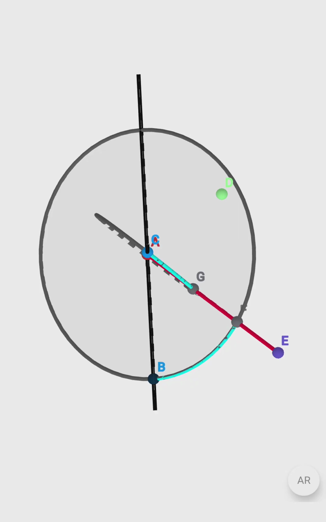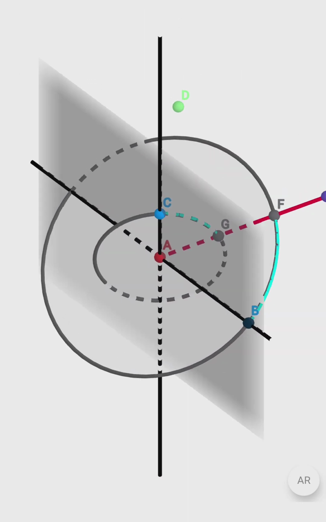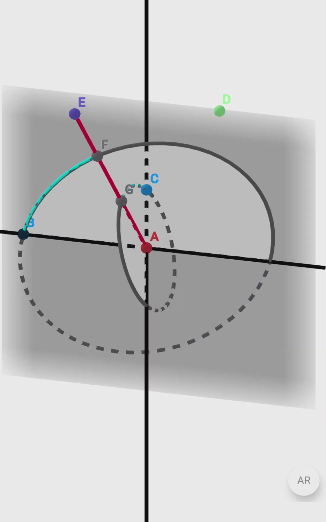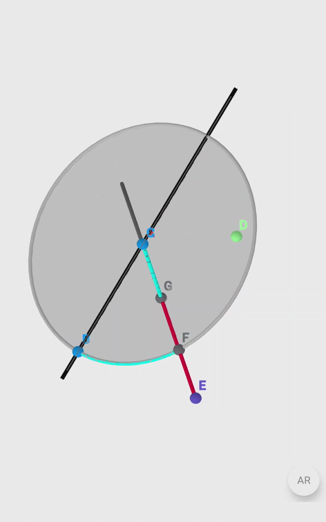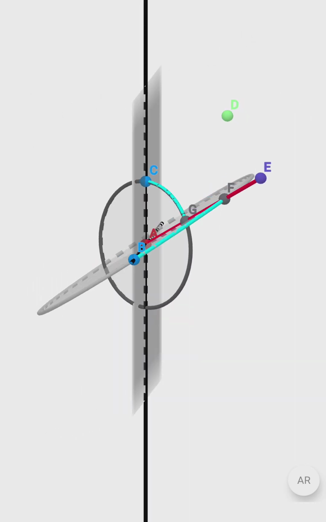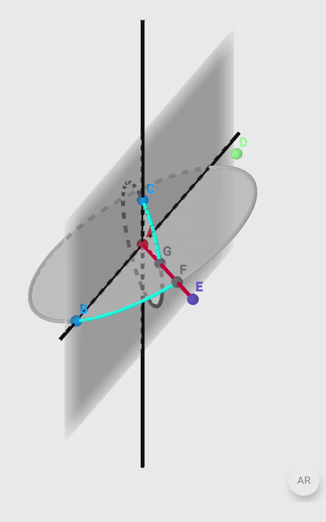Because if D was on the left hand side, then we would have started on the left hand side of B, which would have given us this very big gray arc. And now the same thing works for C.